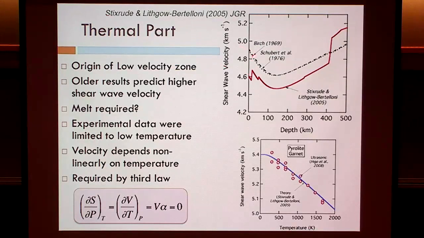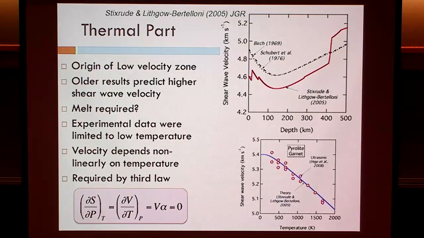And applying those temperature derivatives to the origin of the low velocity zone, they got these curves here, okay, along what they thought was a reasonable mantle geotherm, with a sort of conductive thermal boundary layer and an adiabat down here. And they got these enormously high velocities, much, much higher than seen by seismology. And they said, aha, the low velocity zone must have partial melt.